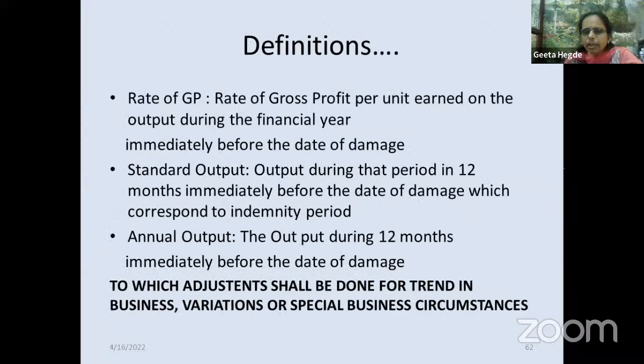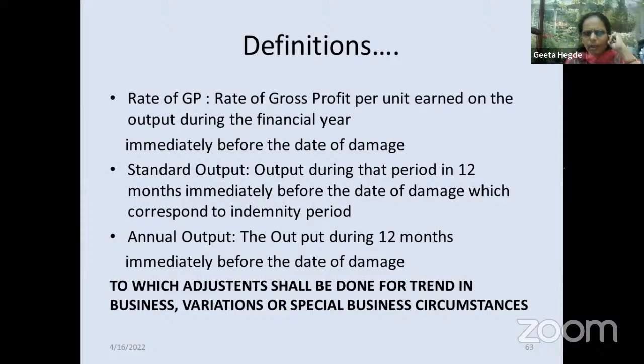Rate of gross profit is the rate of gross profit earned on the output or the turnover last year. Standard output is the output in the 12 months which corresponds with the indemnity period. Annual output is exactly 12 months before the date of damage. Annual output is exactly 1 year before the loss. Standard output is that output in the previous year which corresponds with your indemnity period.